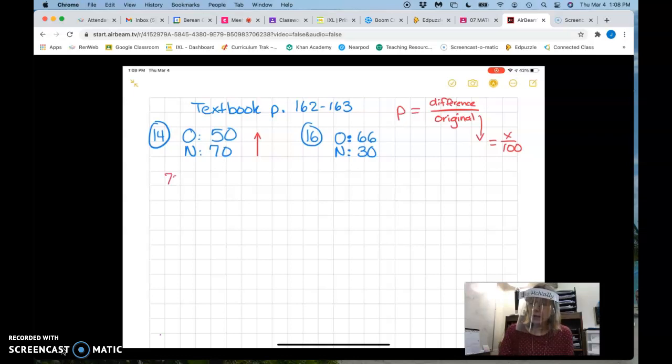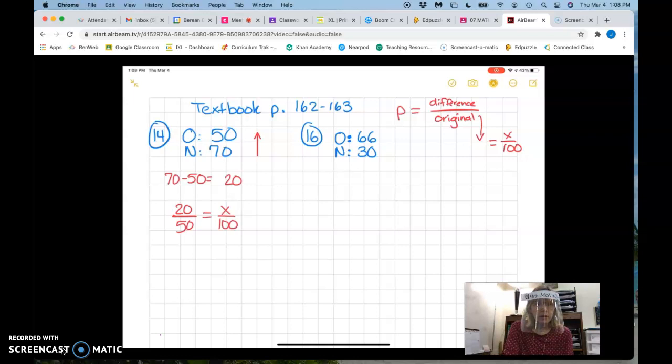We're going to subtract the difference of the two numbers. 70 minus 50 is 20, I said it wrong. So we're going to put 20 over the original. What's the original? 50. Make it equal to what? X over 100. Yes.